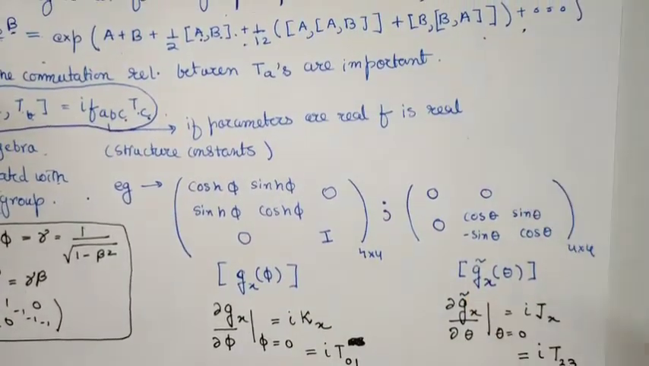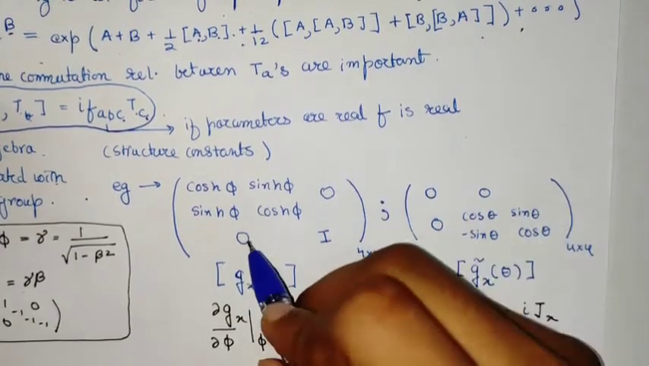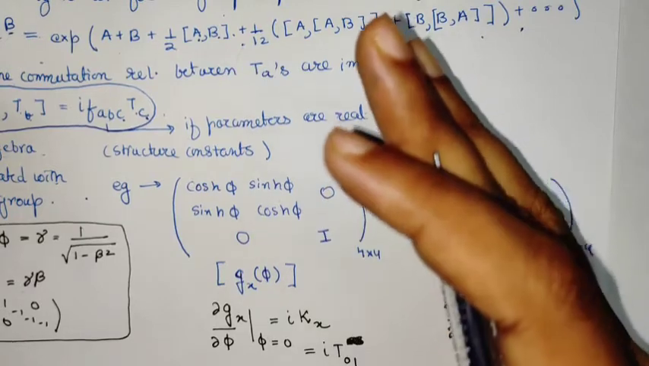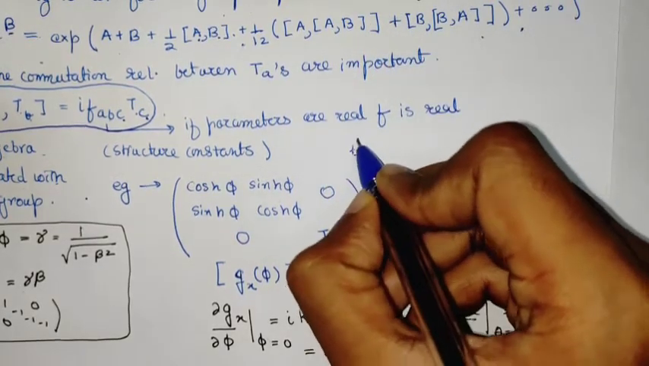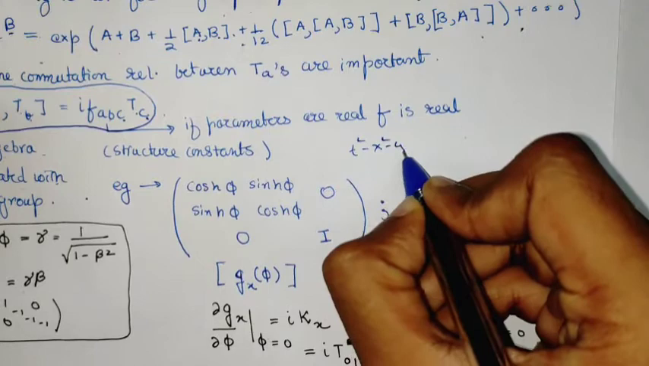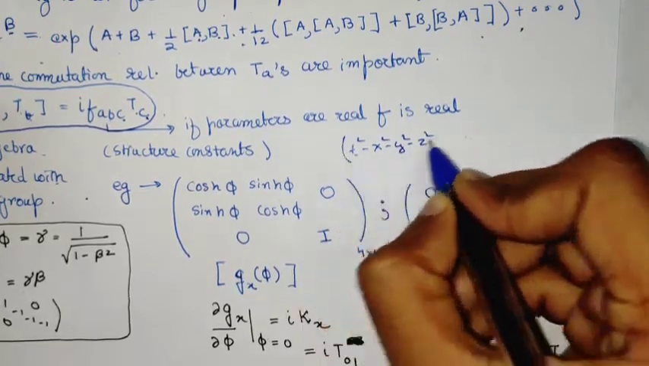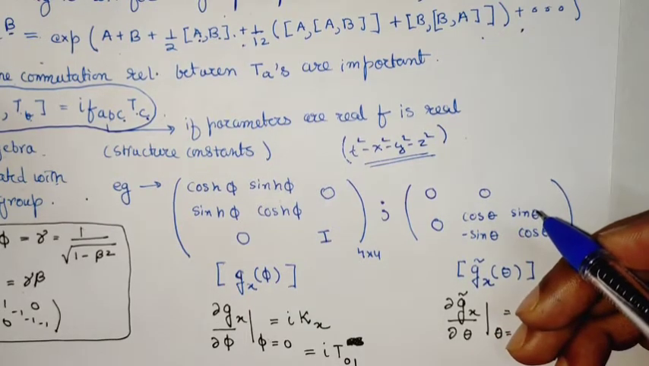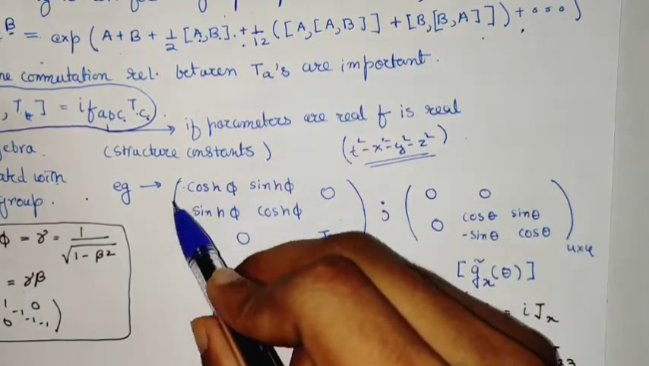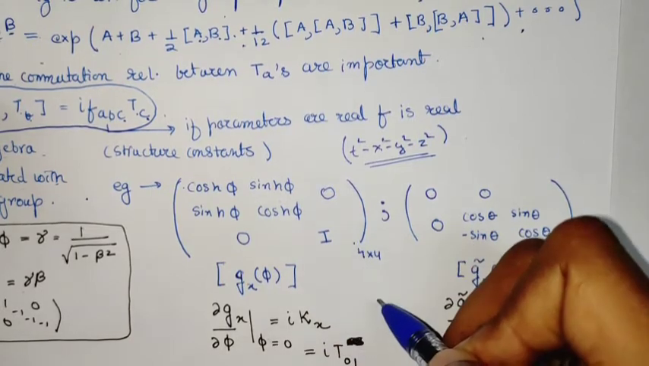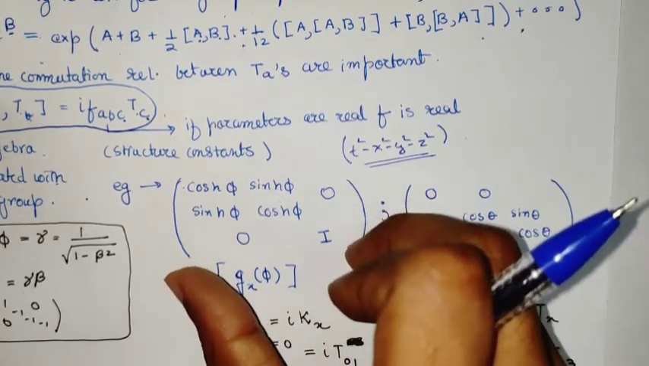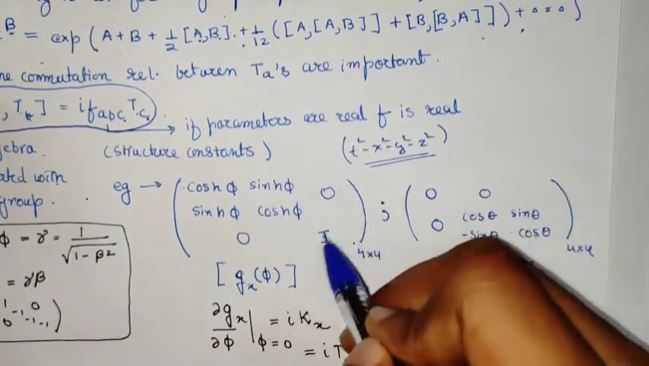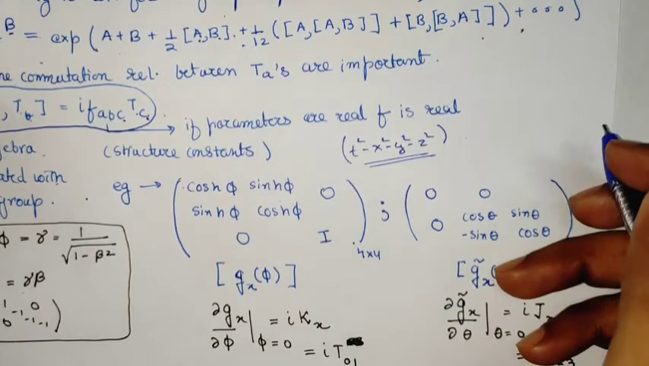The example is simple. It is just the example of the Lorentz group. The Lorentz group is a group that keeps this kind of dot product, the Minkowski dot product, invariant. But how do we know that this is a matrix representation? This matrix represents the boost of the Lorentz group.